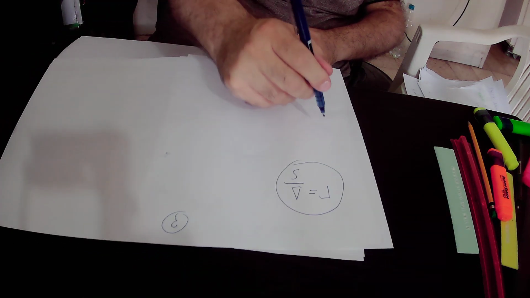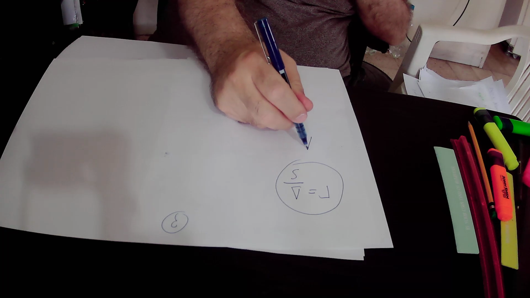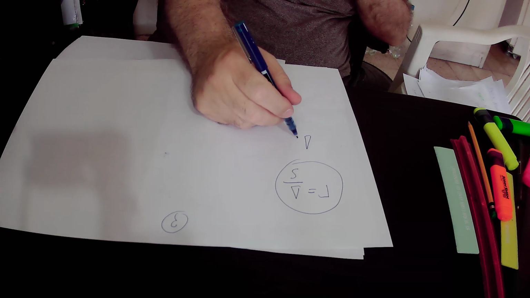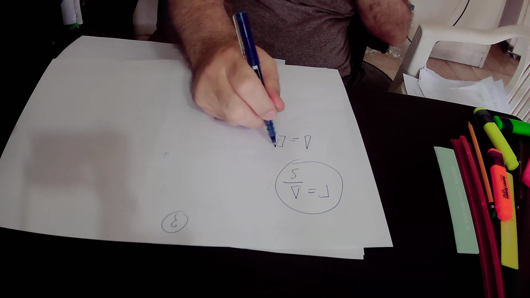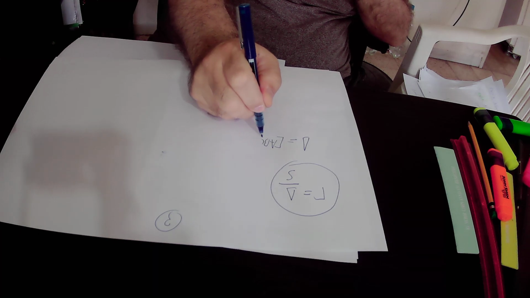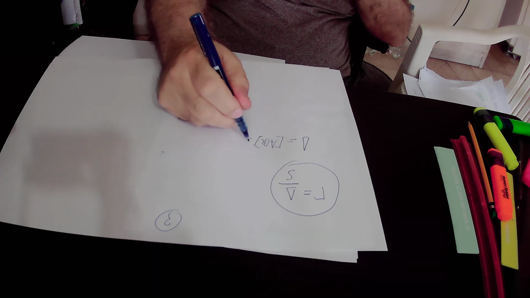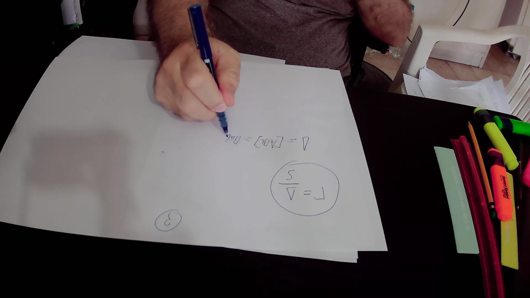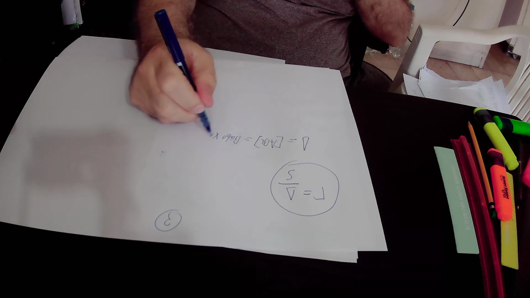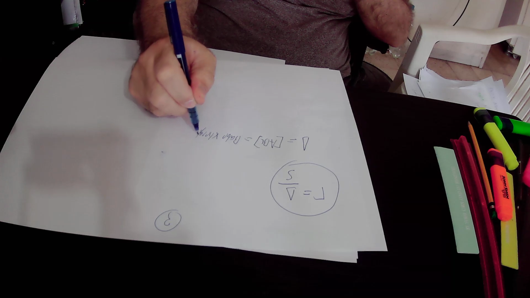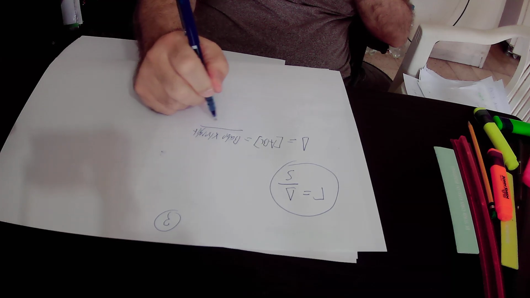So here, first of all, we find out the area of triangle ABC. The area of triangle ABC is equal to the base of the triangle times the height to the base over 2.